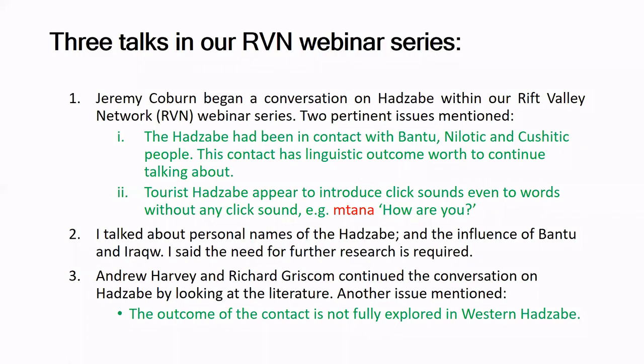And Andrew and Richard again talked about the literature of the Hadzabe in the 100 years or so. And they mentioned contact in Western Hadzabe, in Dunduhina or Dunduhia, and the absence of research there when compared to the Eastern Hadzabe. Research in the Western part of Lake Eyasi is a little bit lagging behind. So to me, I found it interesting to go and see what is happening in Western Hadzabe.